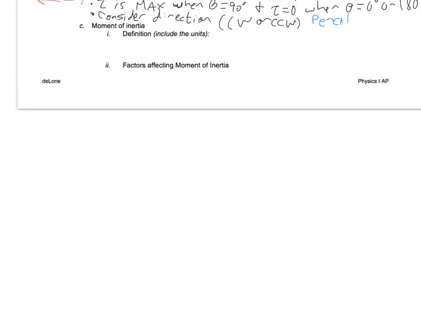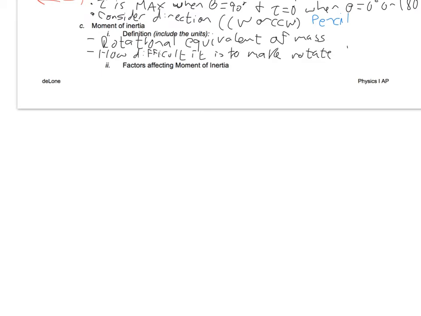All right, moving on to moment of inertia. Moment of inertia is going to be the rotational equivalent of mass. All right, in other words, how difficult it is to make something rotate. Okay, that's really what moment of inertia represents. Moment of inertia is measured in kilogram meters squared.